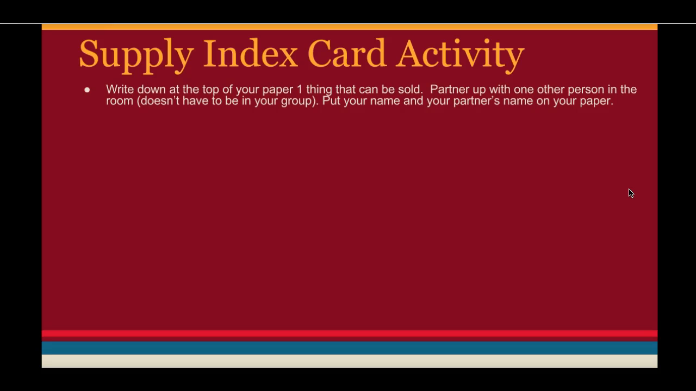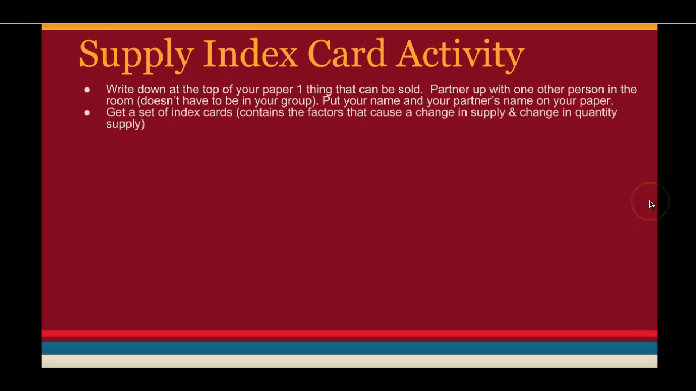If you want to partner up with the same person you did the demand index card activity with, go for it. If you don't, that's fine. Now, what you're going to do from there is get a set of index cards from the sub. There is a set of index cards out there. You're going to have 7 cards: 1 for each of the 6 factors that cause a change in supply and 1 for change in quantity supplied. Then you are going to find a nice spot around the room with your partner, and you are then going to tell your partner what the item on your paper is.